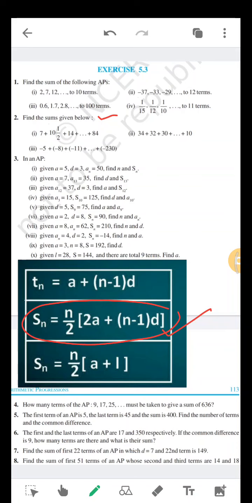And I also explained this formula, that is S of n is equal to n by 2 into a plus l, where l is the last term. So both of these are formulae to find the sum of n terms. We use n by 2 into a plus l when the last term is known. Like in the second question you can see the series is given, we have to find the sum of this series up to 84. 84 is one term in this, so 84 is the last term.